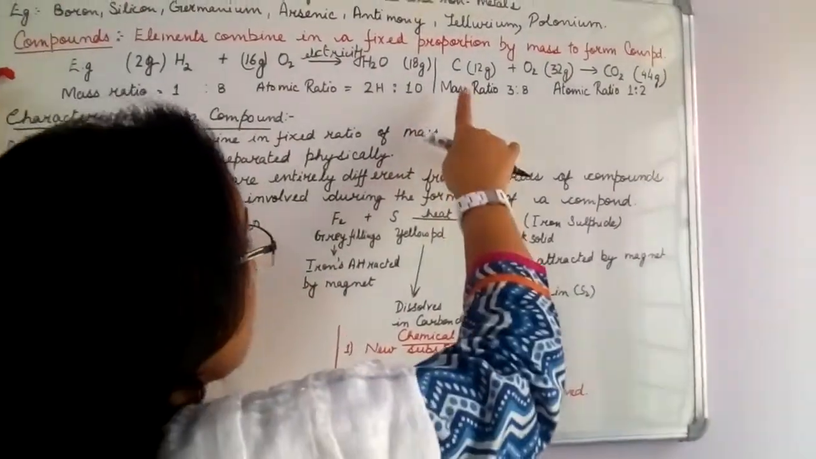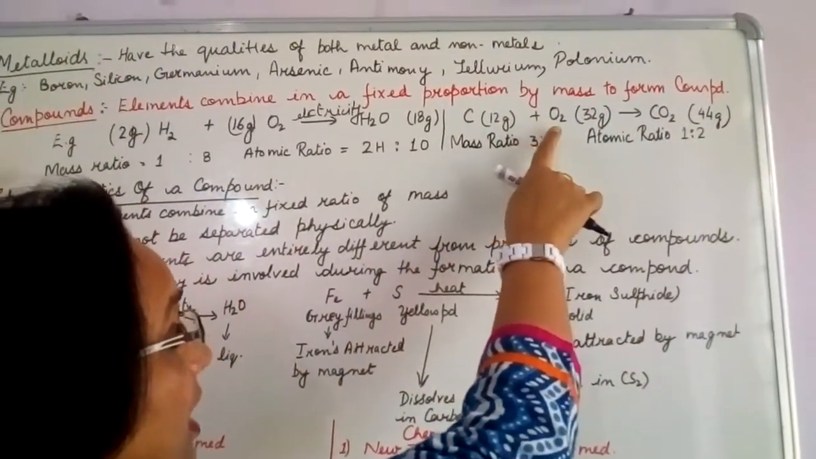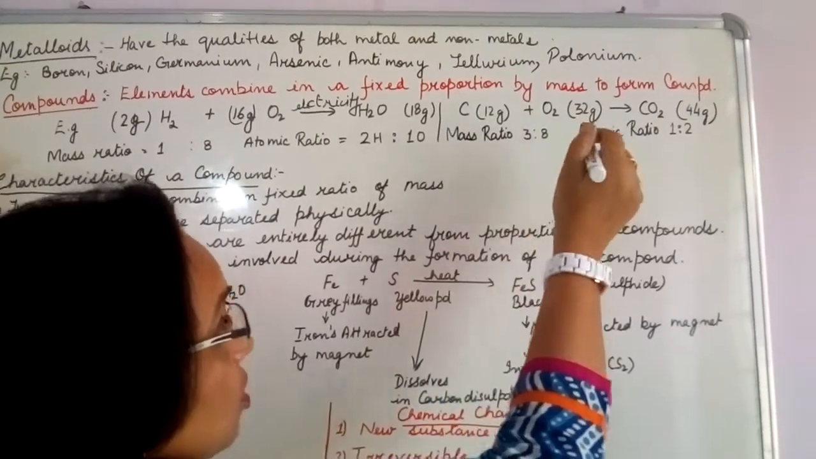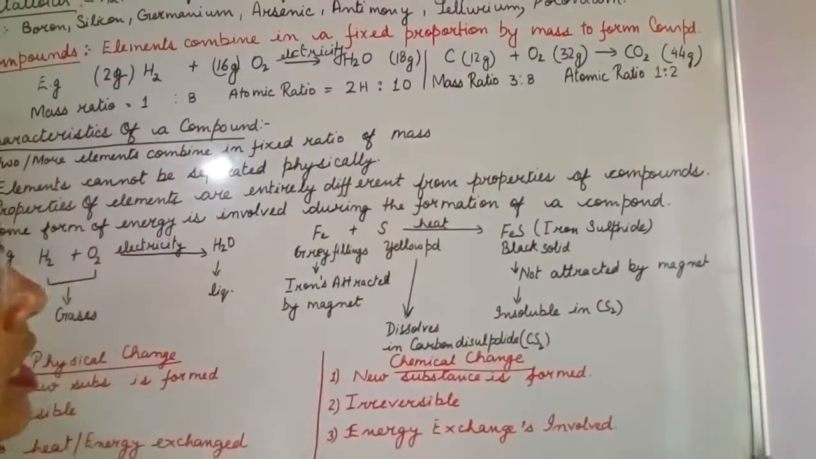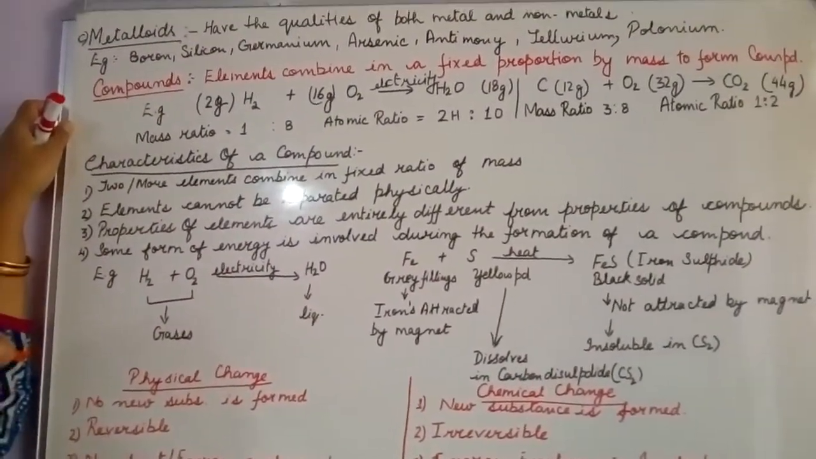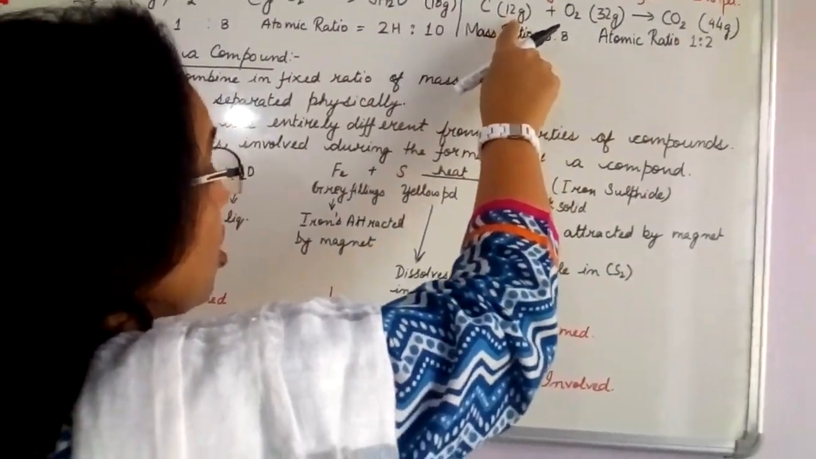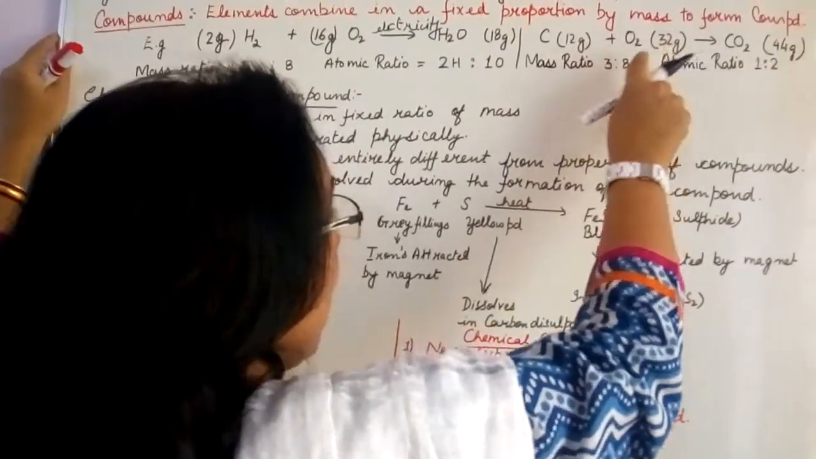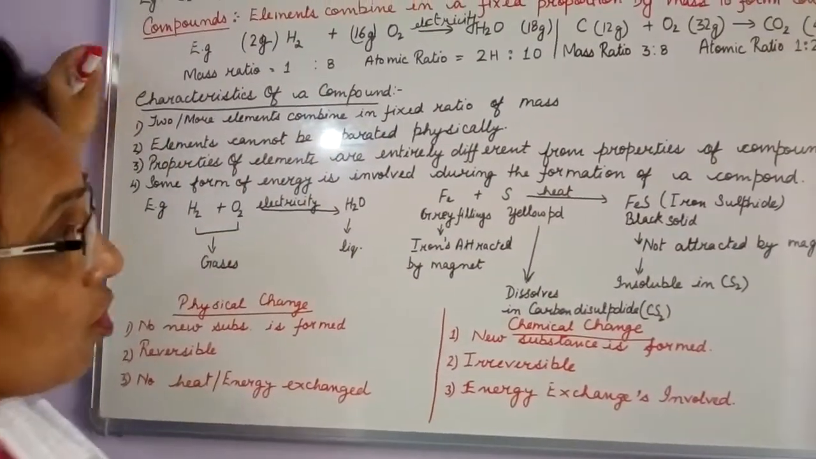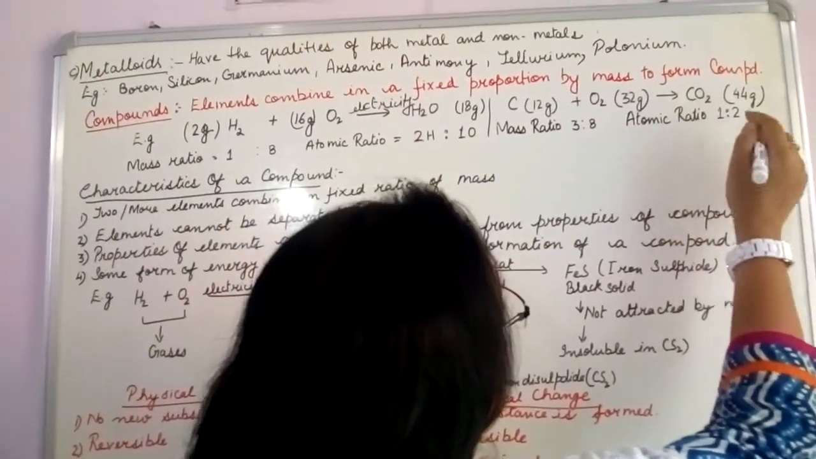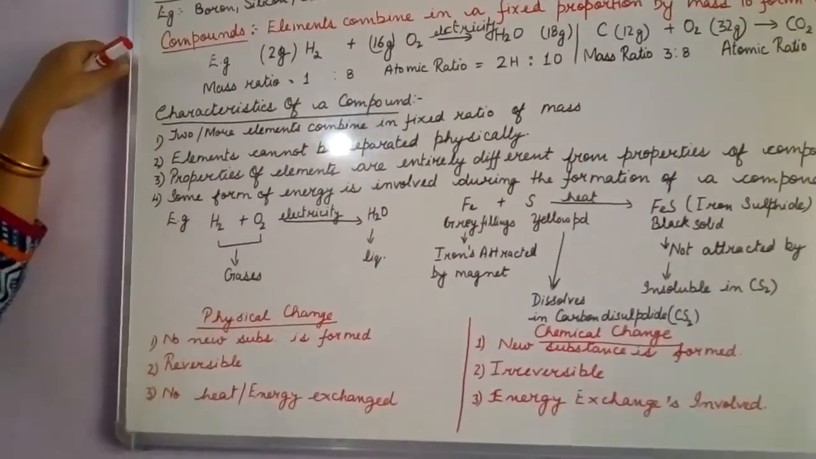The second example is that of carbon dioxide. You can see 12 grams of carbon is reacting with 32 grams of oxygen. Okay, and this leads to the formation of 44 grams of carbon dioxide. So whenever we talk about the mass ratio, you should consider mass. So the mass ratio is 12 gram is to 32 gram, and the simplest ratio is 3 is to 8. But the atomic ratio is 1 atom of carbon is combining with 2 atoms of oxygen, that is 1 is to 2.